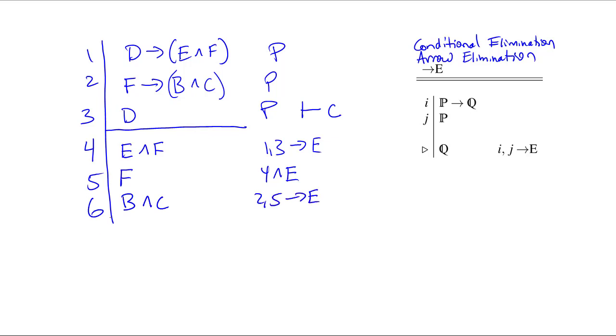And then, since we're ultimately after the C, another conjunction elimination, this time from line 6, gets us what we need. And there you have it. One final demonstration here.